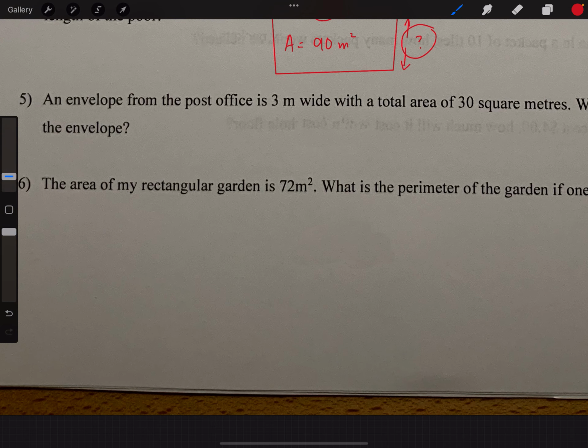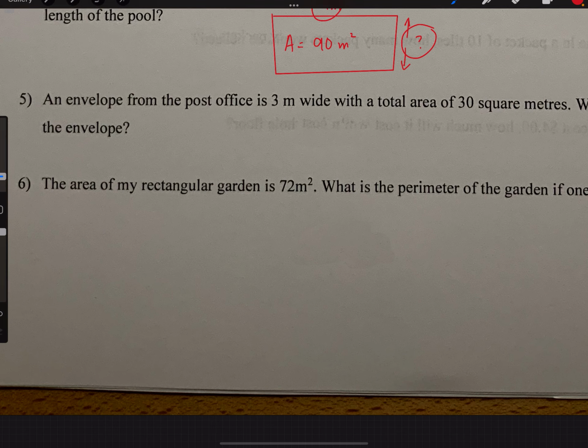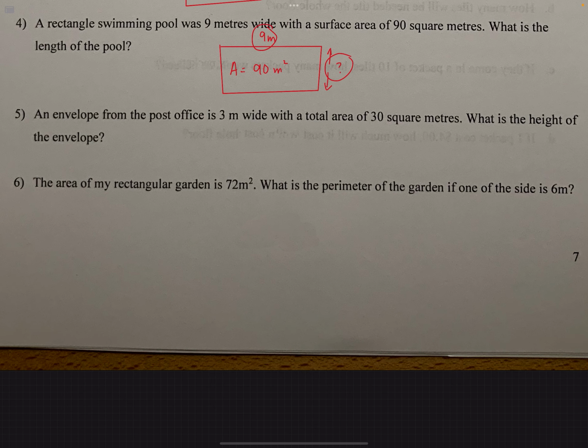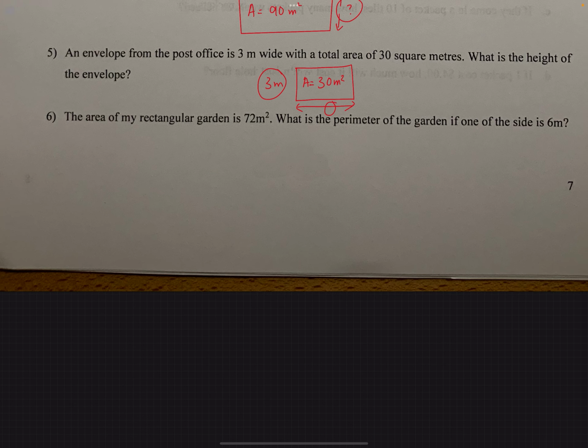Question 5. An envelope from the post office is 3 meters wide with a total area of 30 square meters. So you have an envelope, and it's 3 meters wide and it has an area of 30 meters squared. It says what is the height of the envelope, but let's just say how long it is. So 3 times what gives me 30? Easy question.